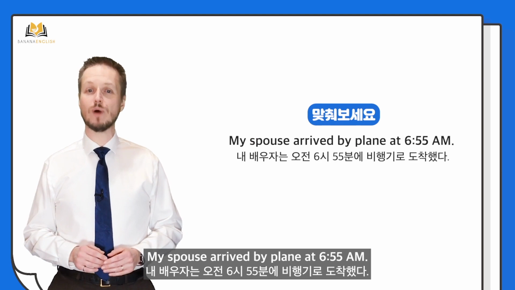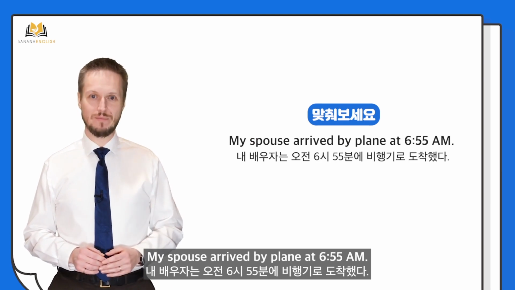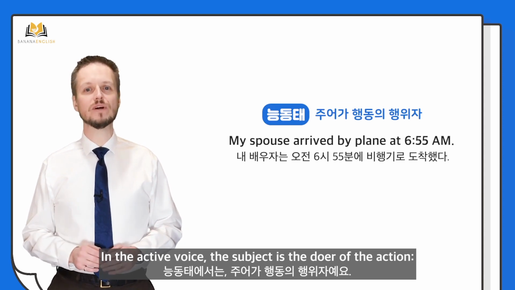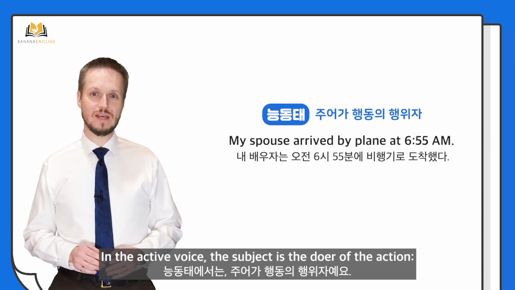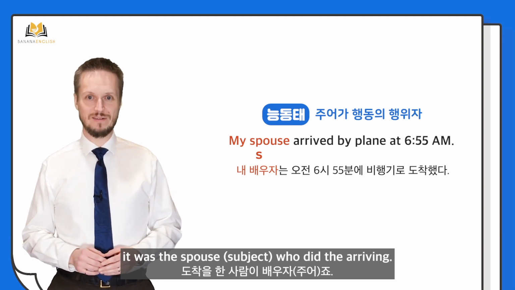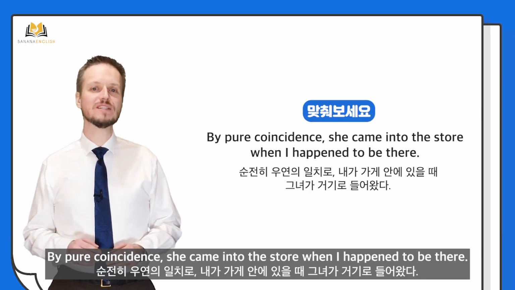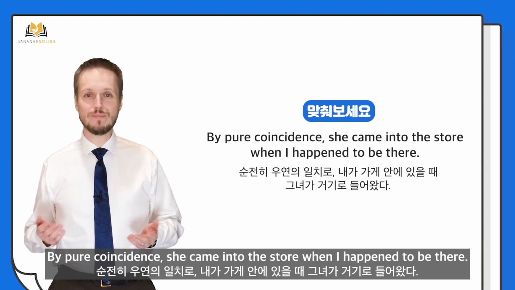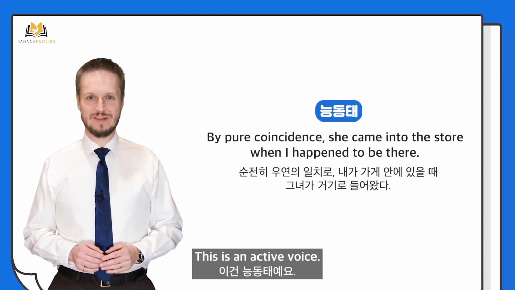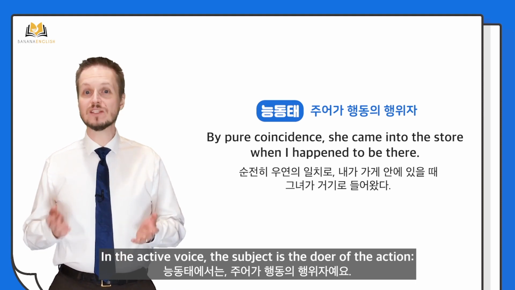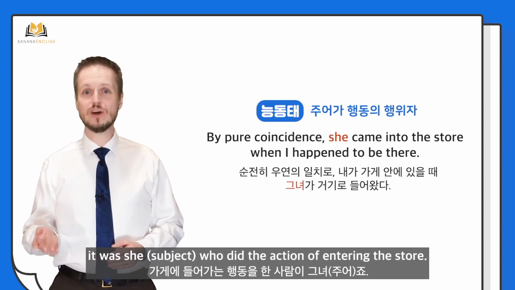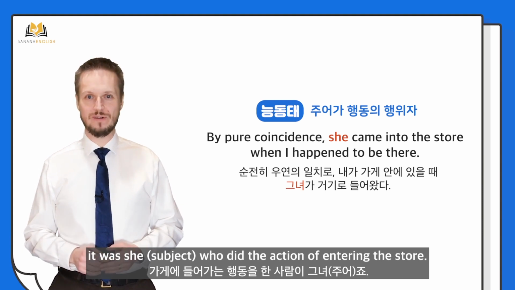My spouse arrived by plane at 6:55 a.m. This is an active voice. In the active voice, the subject is the doer of the action. It was the spouse, subject, who did the arriving. By pure coincidence, she came into the store when I happened to be there. This is an active voice. In the active voice, the subject is the doer of the action. It was she, subject, who did the action of entering the store.